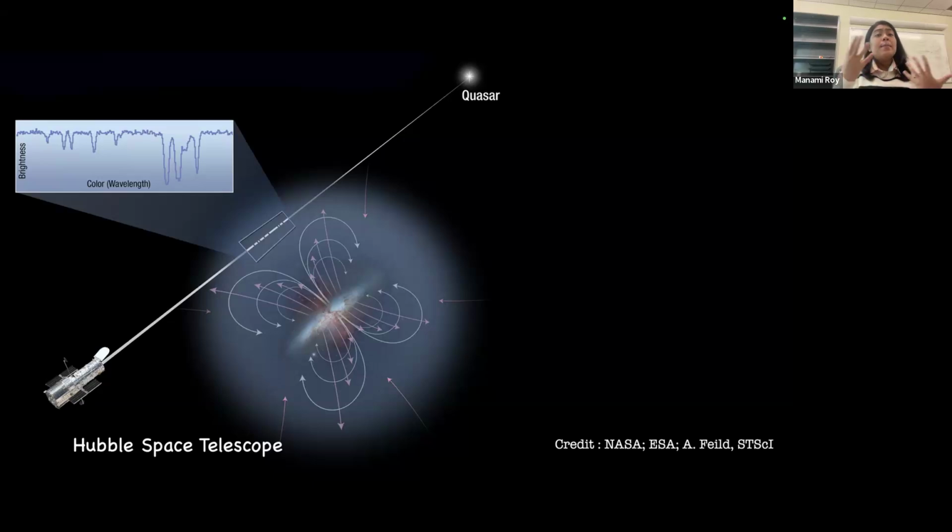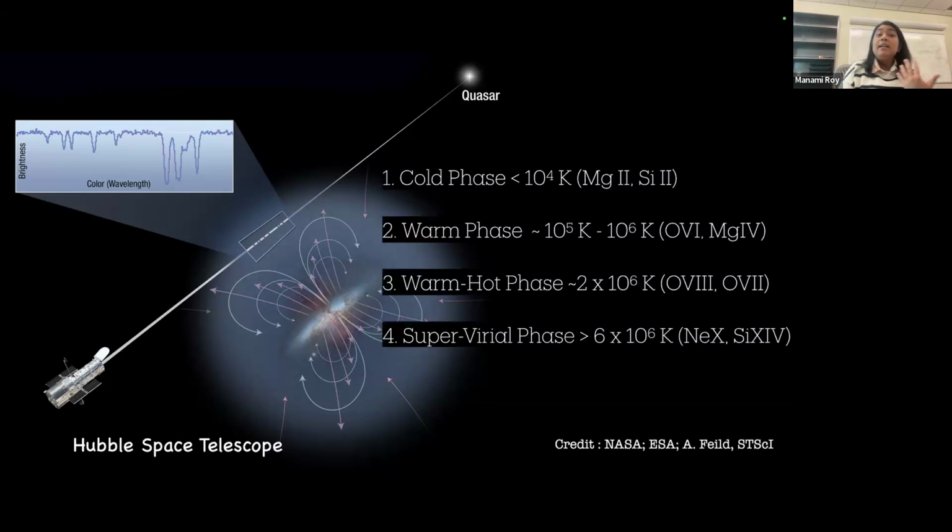By studying all of these absorption lines, we now know this CGM, this diffuse gaseous halo, is multiphase in nature. What do I mean by multiphase? It has a wide range of temperatures, because it shows absorption lines from a wide variety of ionization potentials, from very low ionization potential, like magnesium 2, to very high, like silicon 14. For example, you can have a very cold phase of less than 10^4 K, traced by magnesium 2 and silicon 2, and you can have a volume-filling warm-hot phase, roughly at the virial temperature of a galaxy, which for our Milky Way is 2 times 10^6 Kelvin, traced by O7 and O8 ions.